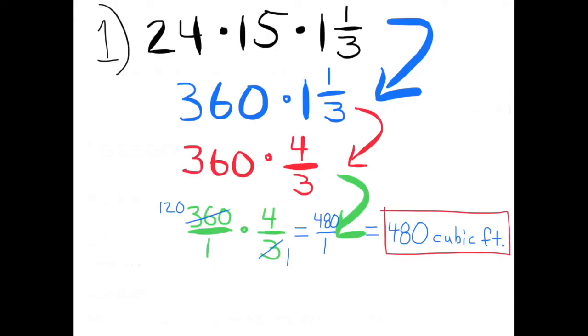24 feet times 15 feet times 1 1/3 is the same as 360 times 1 1/3, or 360 times 4/3. 360 times 4/3 equals 480 cubic feet.